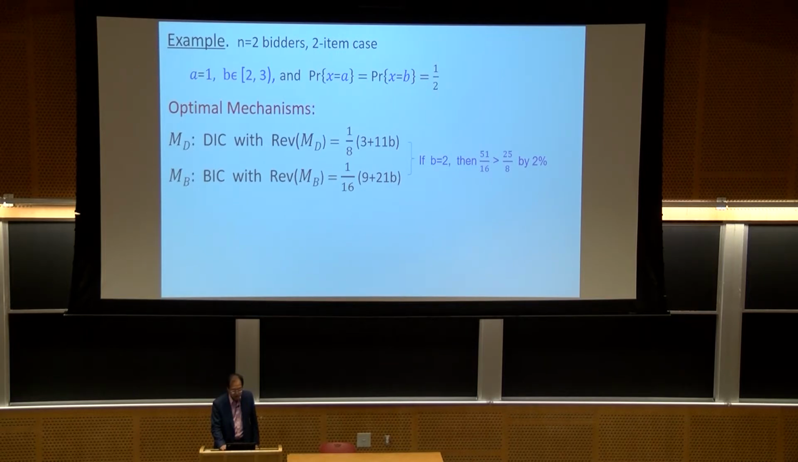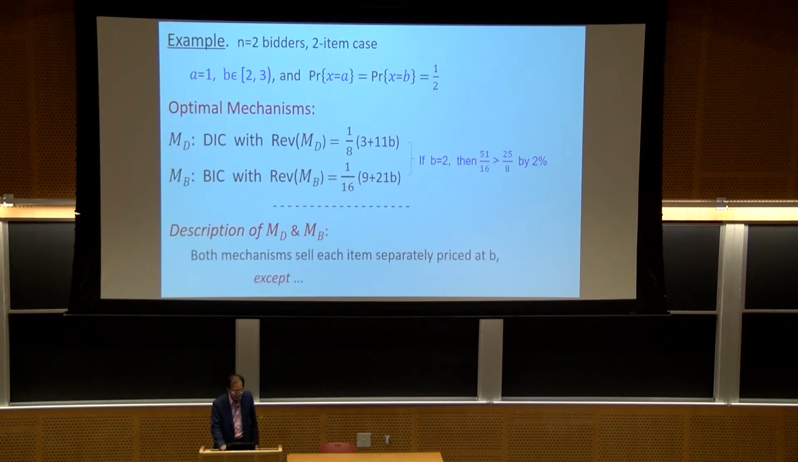For example, if b is equal to 2, then the ratio comes out to give you a value, the Bayesian value, to be bigger than the dominant strategy by exactly 2%. And now here's the description.